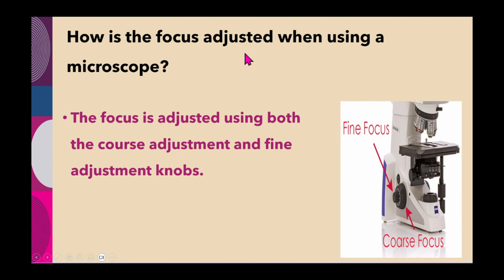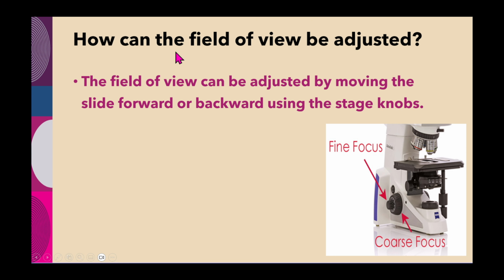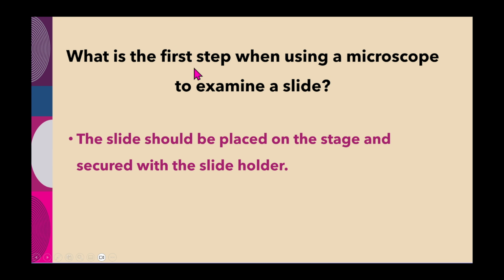How is the focus adjusted when using a microscope? The focus is adjusted using both coarse adjustment and fine adjustment. How can the field of view be adjusted? The field of view can be adjusted by moving the slide forward or backward using the stage knobs. What is the first step when using a microscope to examine a slide? The slide should be placed on the stage and secured with the slide holder.